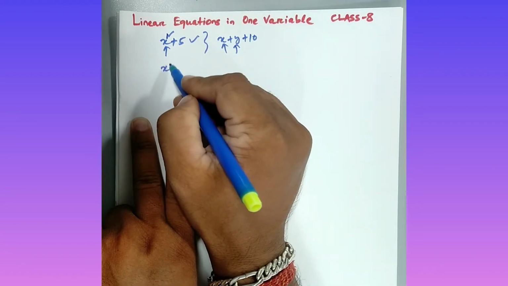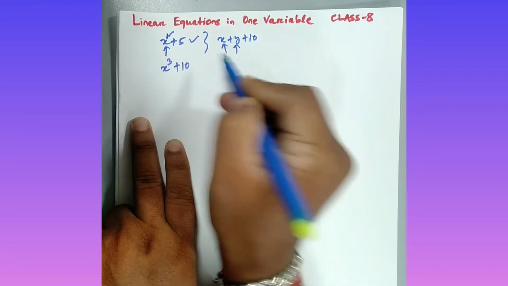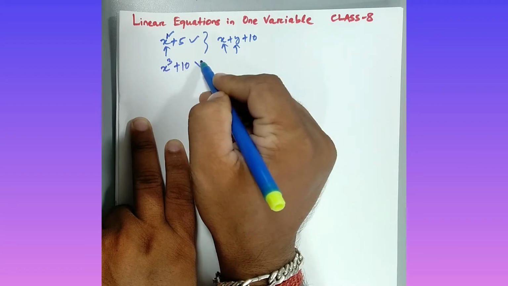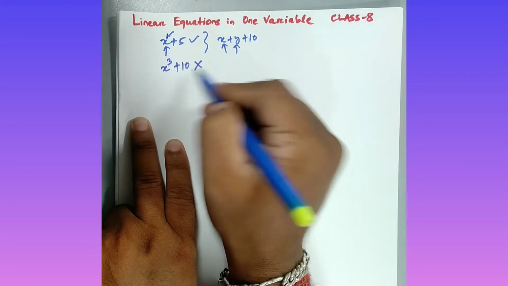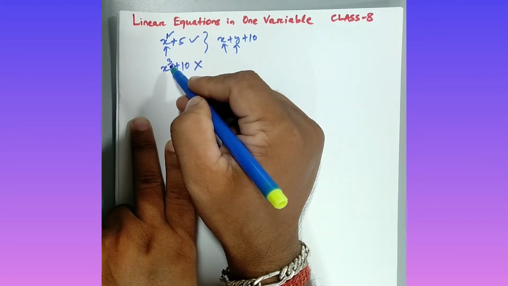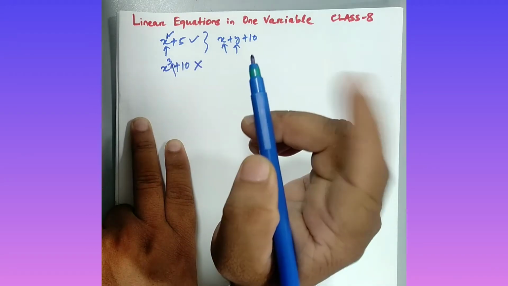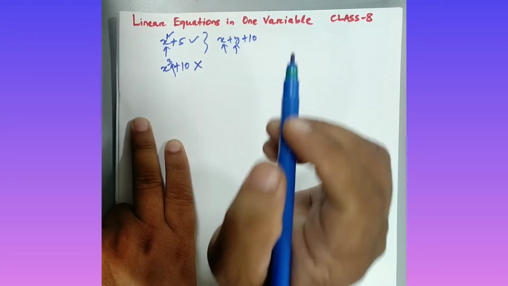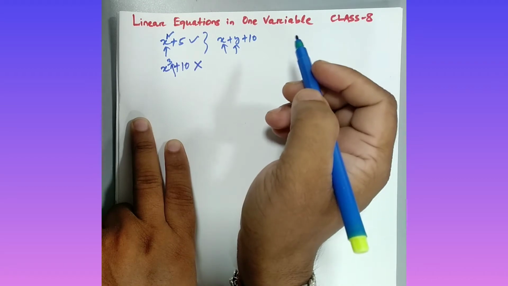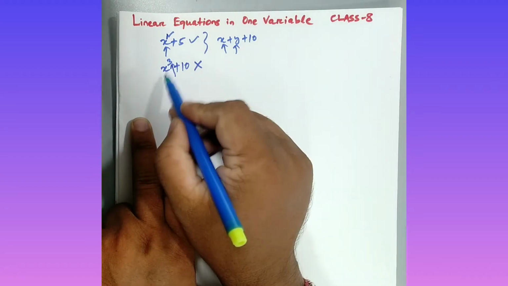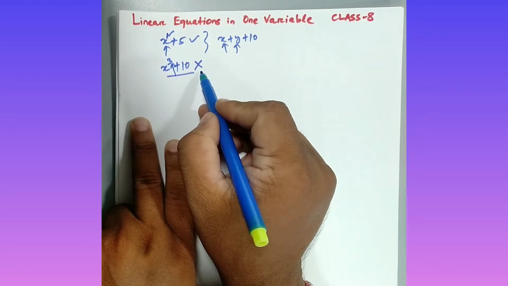Suppose I am saying x to the power 3 plus 10. This is not a linear equation, because the power of the variable is greater than 1. The logic is that in a linear equation the power of the variable should be maximum 1. So x cube plus 10 is not a linear equation.